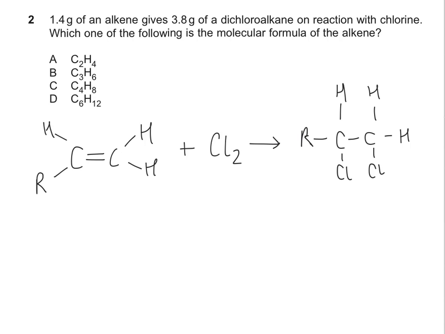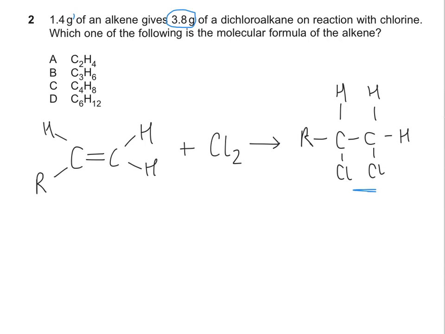When we look to balance that equation, we can see that it's already balanced. So 1 mole of the alkene will react with 1 mole of the chlorine to produce 1 mole of the dichloroalkane. So how do we work out the number of moles if we don't have the molecular formula of either the alkene or the dichloroalkane? Well, because we've only got one product, we know that the 3.8 grams is of the dichloroalkane and that there are no other products. So the total mass of our products is going to be 3.8 grams.